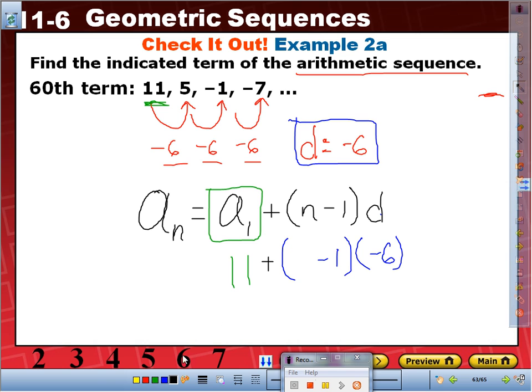Okay? And which term are they asking us to find? The 60th. And that's going to replace the letter N. So this is A sub 60 equals 60 minus 1 times -6. And once we have this, we can simplify this to find our number, but we need to use order of operations. Please excuse my dear Aunt Sally.